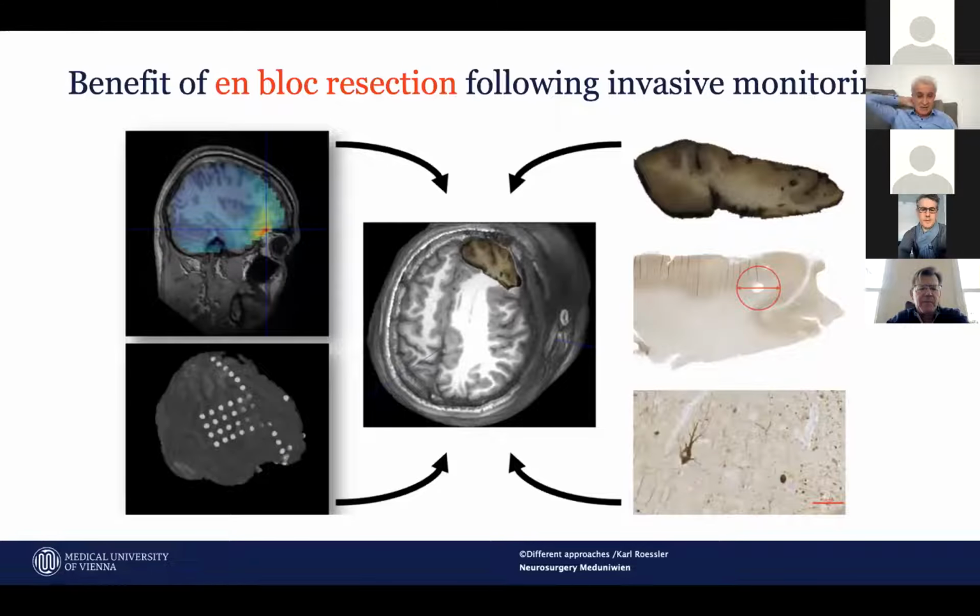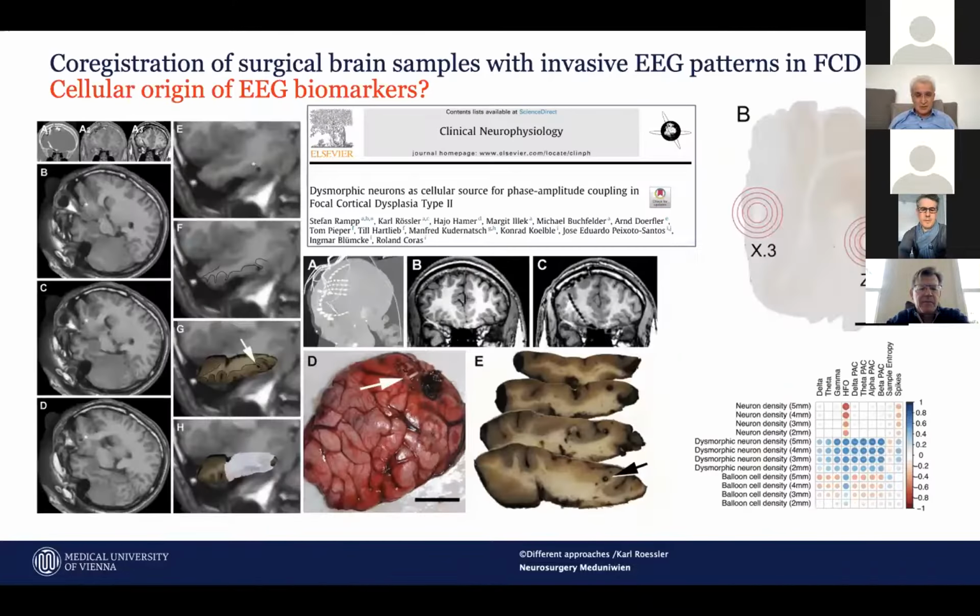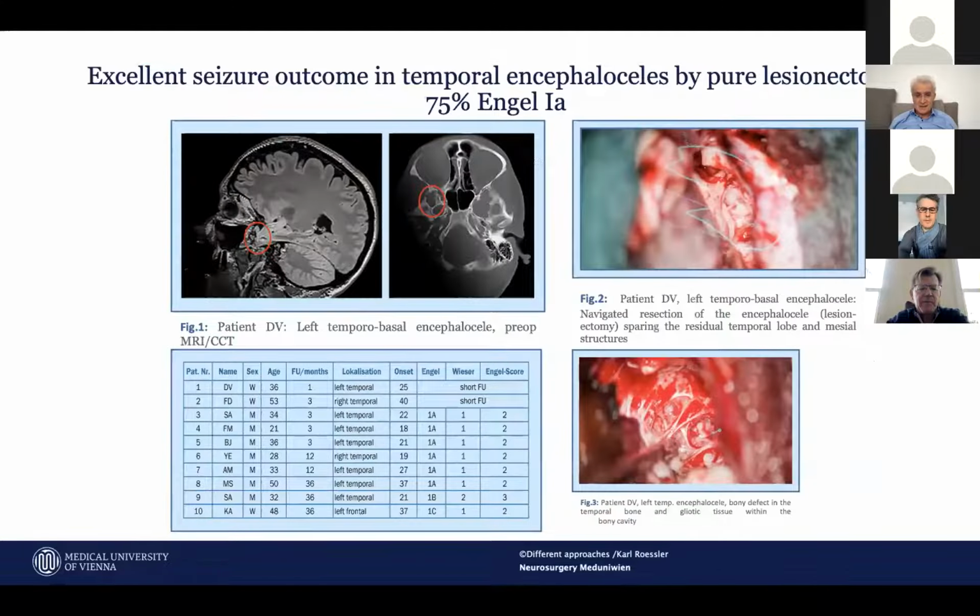And in Erlangen, we did this also with a large MRI-negative specimen, where we did invasive monitoring with depth electrodes before. And so Ingmar had the chance to find maybe also a subtle pathology, and also to correlate these pathological images and the dysmorphic neurons and balloon cells, especially in this FCD type 2B, with electrical findings from the EEG.